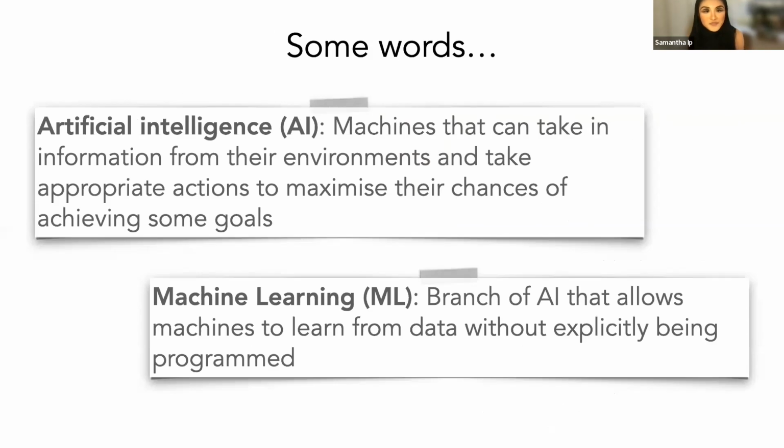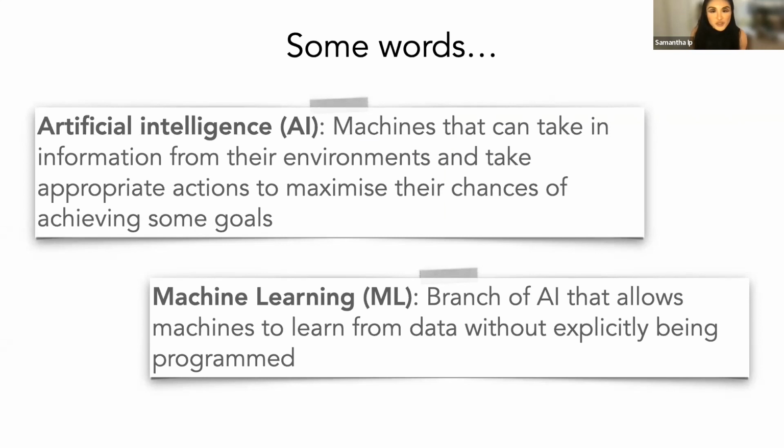I'm not going to get into the whole what's-intelligence thing because it's an ongoing debate, but artificial intelligence, AI, has to do with basically machines taking in information from the environment and taking the appropriate actions to maximize their chances of achieving some goals.